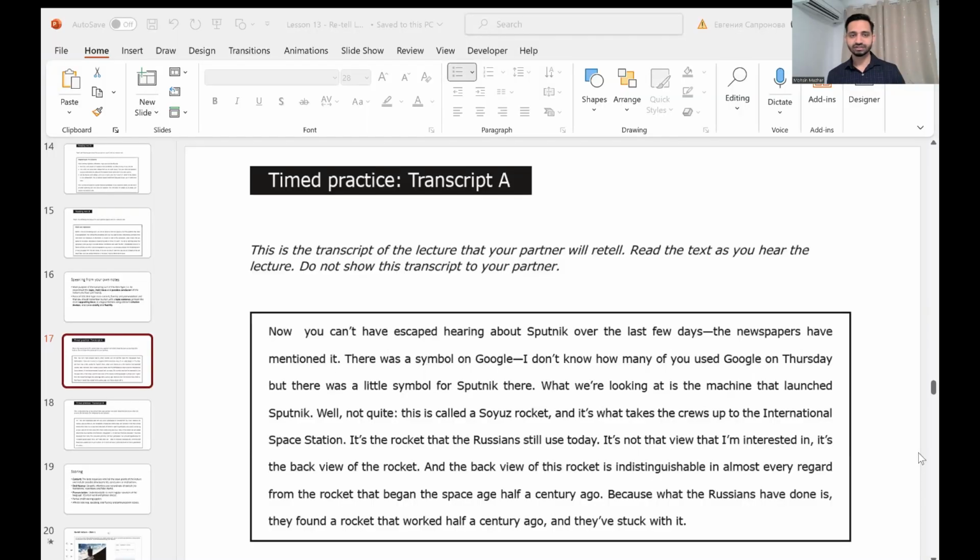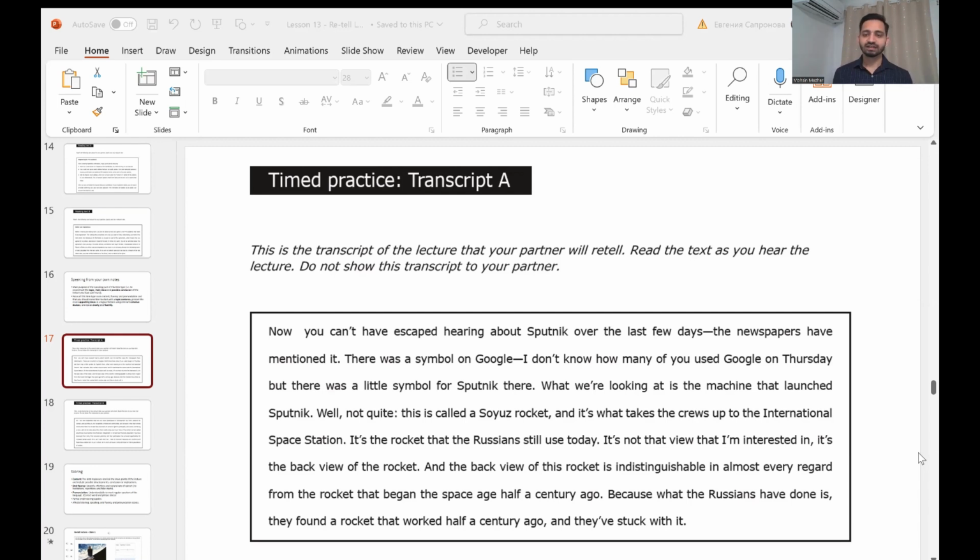So the lecture started with talking about Sputnik, and that's the main idea here. Now you can't have escaped hearing about Sputnik over the last few days. The newspapers have mentioned it. There was a symbol on Google. I don't know how many of you used Google on Thursday, but there was a little symbol for Sputnik there. It's all talking about Sputnik. So your topic has to be Sputnik, right?